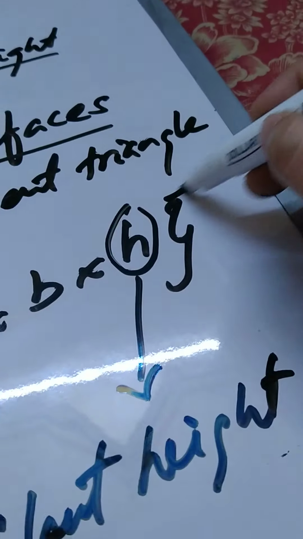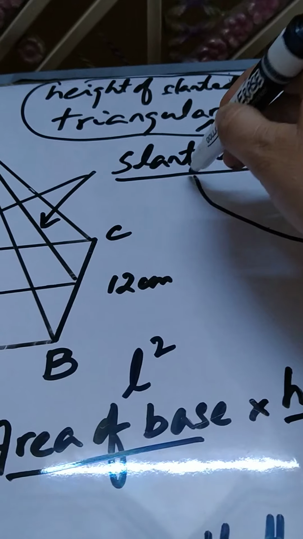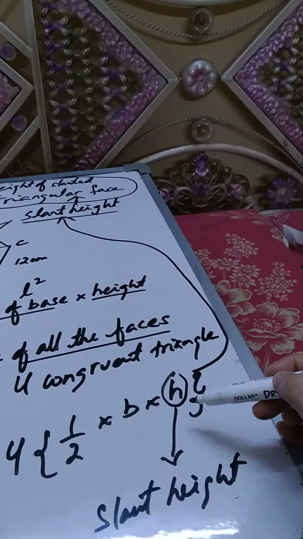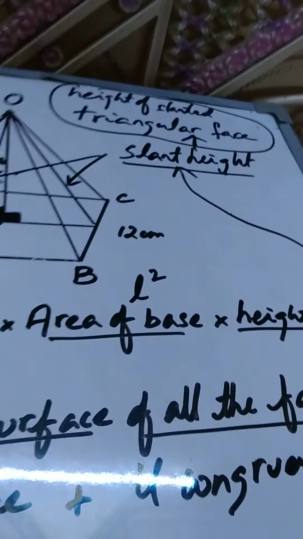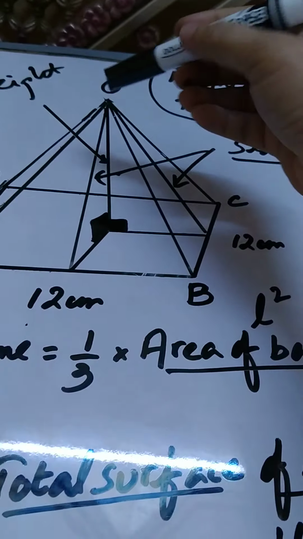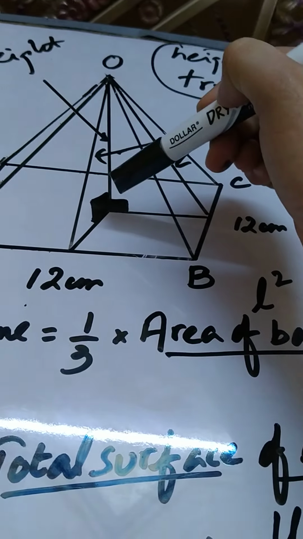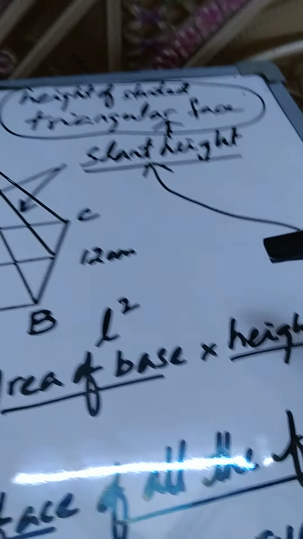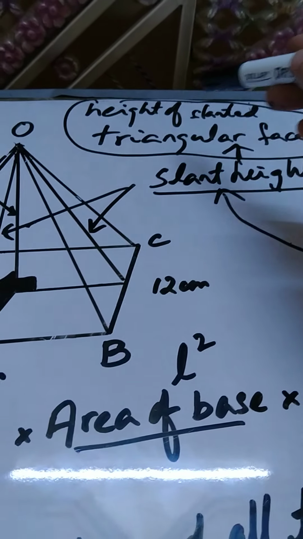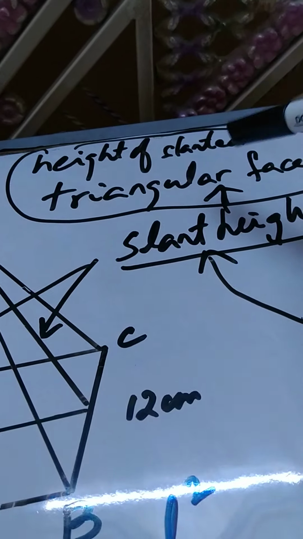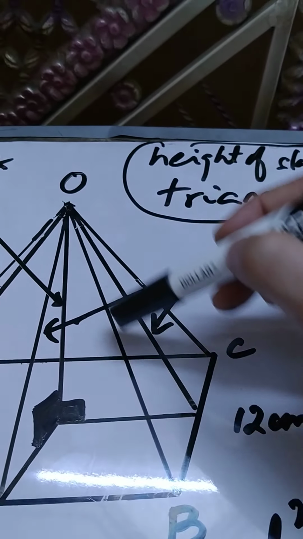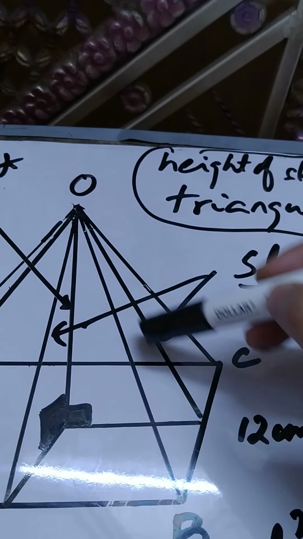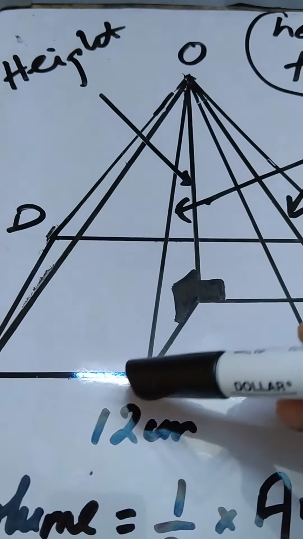This height of the triangle is always the slant height of the pyramid. Look here, this height is basically the slant height of the pyramid. What is the slant height of the pyramid? Height means the shortest vertical distance from the apex to the polygonal base. In the same way, what is slant height? Slant heights are basically the heights of the slanted triangular faces. Look here, this one is the slant height of the pyramid. This is another slant height of the pyramid.